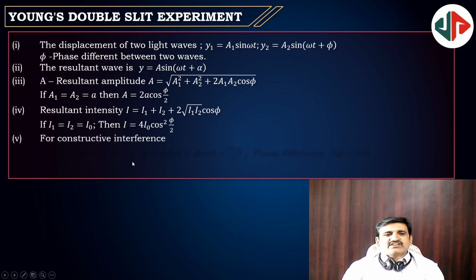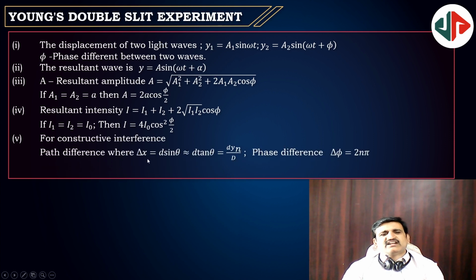For constructive interference, delta x is equal to d sin theta, equal to d tan theta, equal to d into the distance of the nth fringe by the distance between source and screen, that is d y by D. The phase difference is 2n pi for the brights, n = 0, 1, 2, 3, 4 and so on.